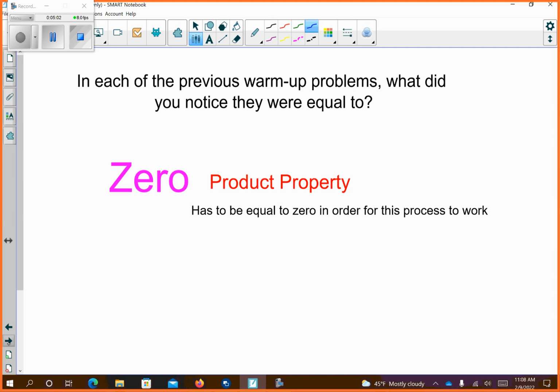So in the case of the previous, the zero product property just means it's equal to 0. That's all this means. It's equal to 0. That's the nuts and bolts of it. It has to be equal to 0 in order for this process to work. If it's equal to something else, it isn't necessarily 0. Agree?